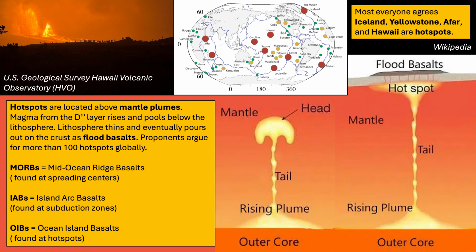So the ones at the mid-ocean ridges, it stands for MORB. MORBs are mid-ocean ridge basalts. IABs, or island arc basalts, are going to be in places like Japan, where you have an island arc that's erupting because you're subducting the Pacific plate underneath the North American plate there. And so that's an IAB. And then OIBs are ocean island basalts, and that's what you find in places like Hawaii.